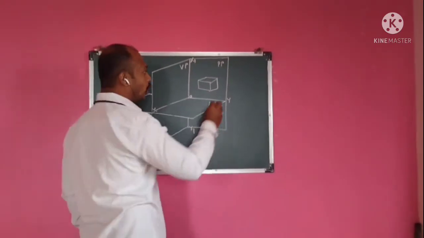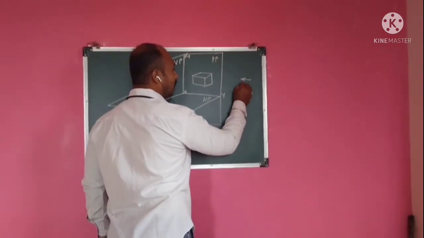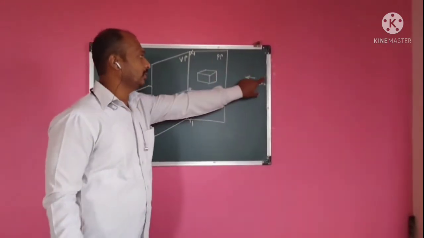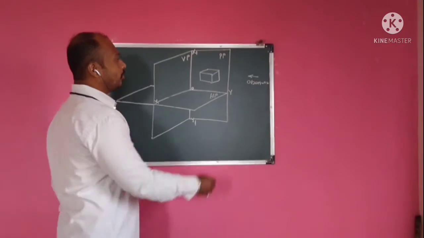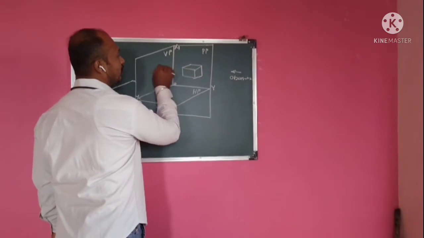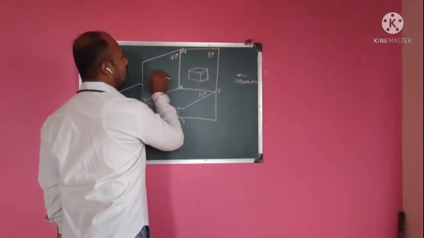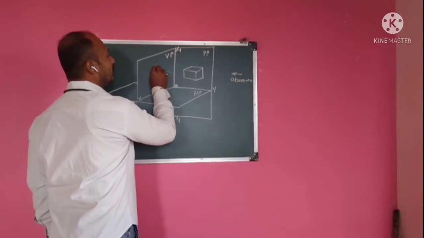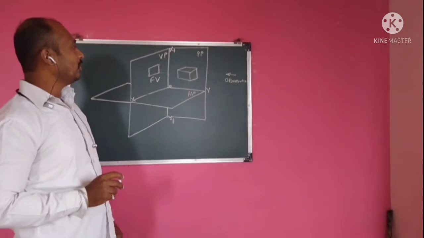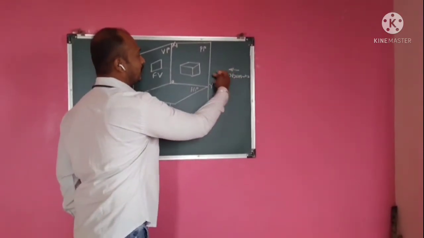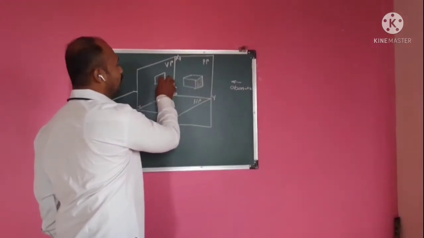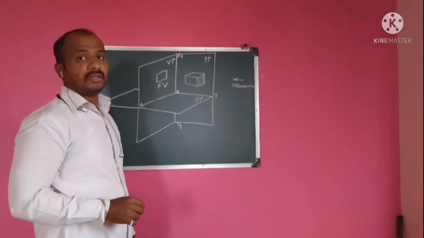Now the observer is always here. Do remember, the observer is always on this side of the system, on the right side of the system. The observer is looking from this side. When we transfer these projectors onto the VP, its front view will appear here. This is the front view of this object, when we look from this side and project onto this plane.